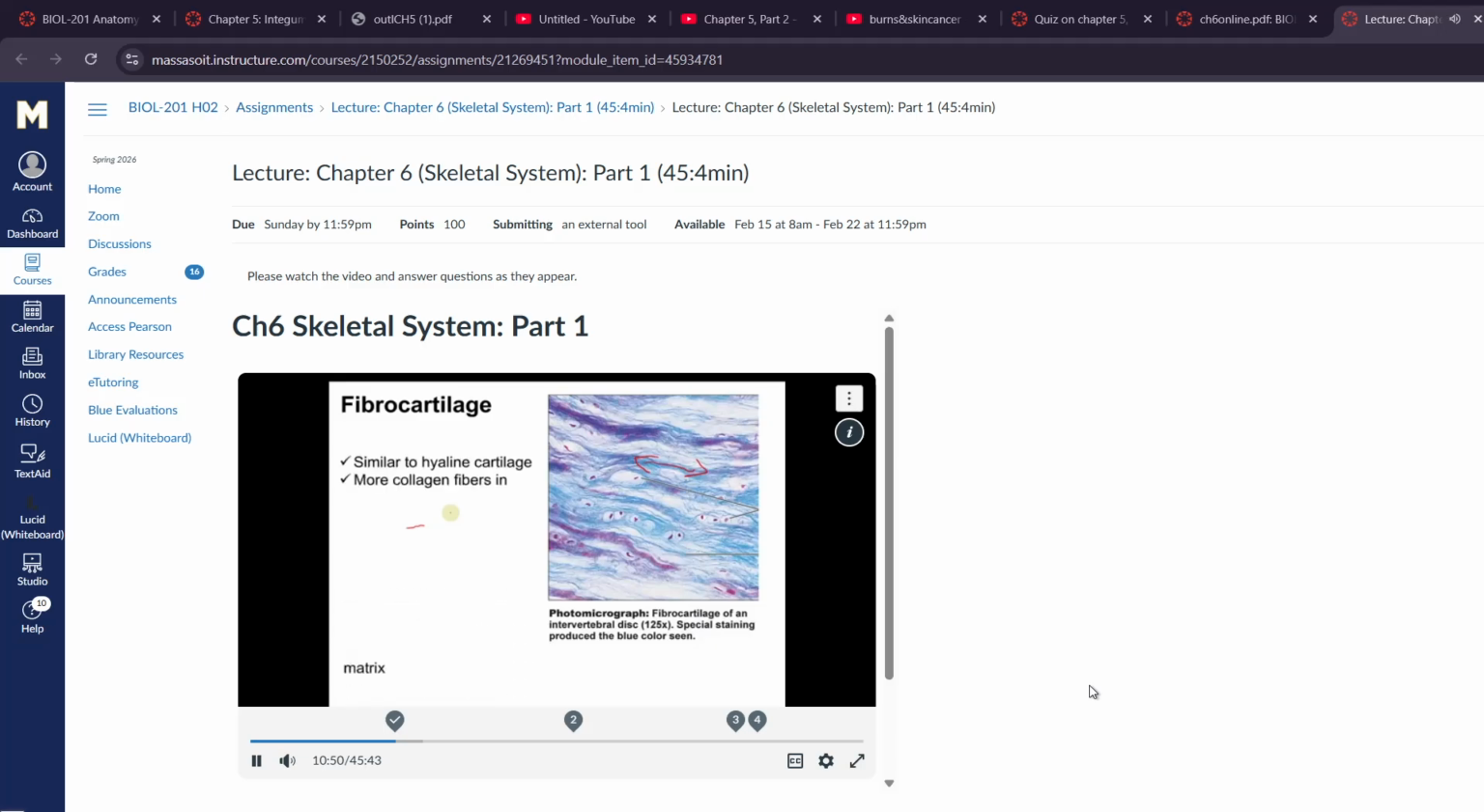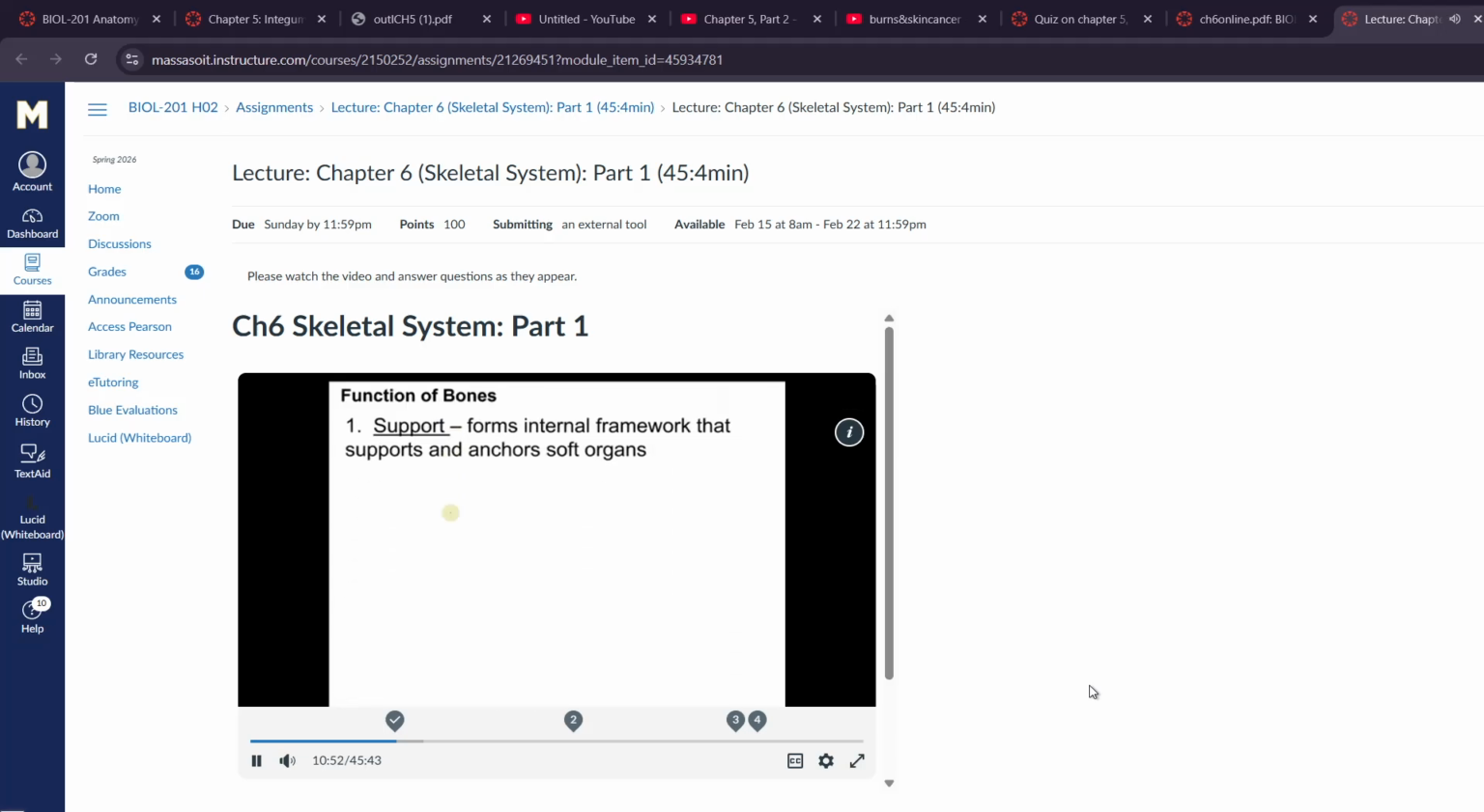Okay, so what is the function of bone? Well, the first function is to support. Bone forms this internal framework that supports the soft tissues. Another function is protection. For example, your skull protects your brain. Your ribs protect your heart.